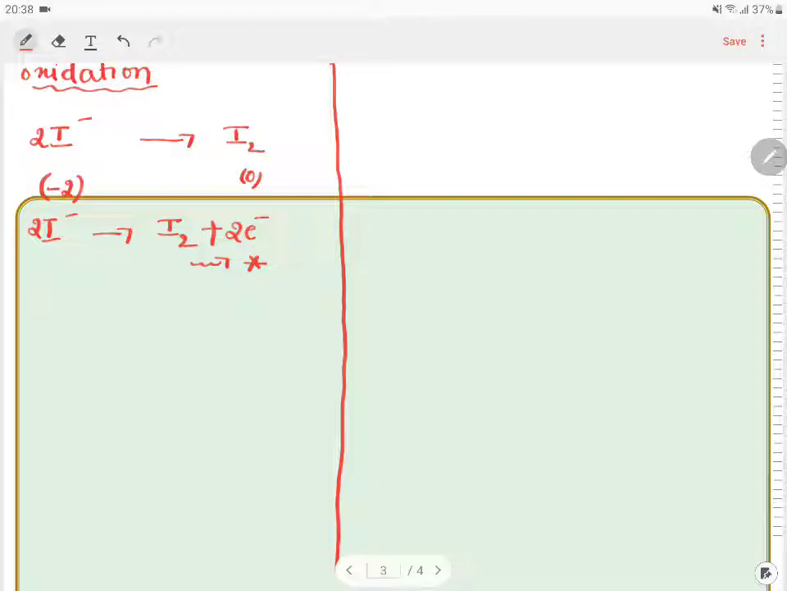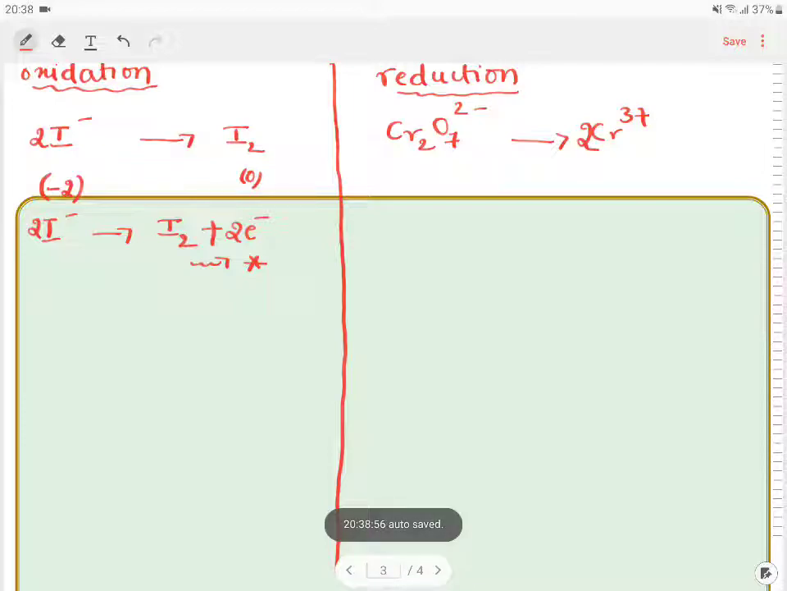Then I'll write the reduction reaction. So what's the reduction reaction? The reduction reaction is Cr2O7 2 minus giving rise to Cr3+. Simple. Now the first step is you need to balance the atoms other than hydrogen and oxygen. I'll multiply by 2 here, 2 chromium. Now there are 7 oxygen on the reactant side. So to balance the oxygen atoms, we need to add water molecules.